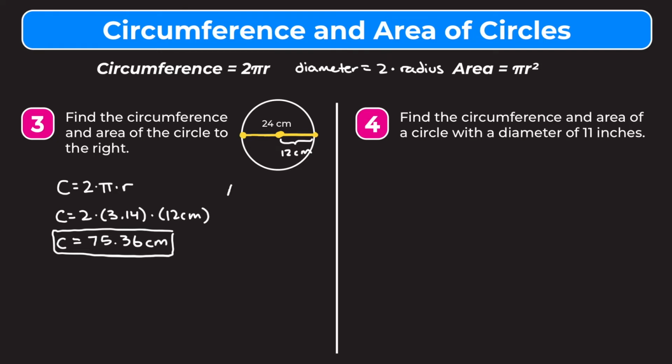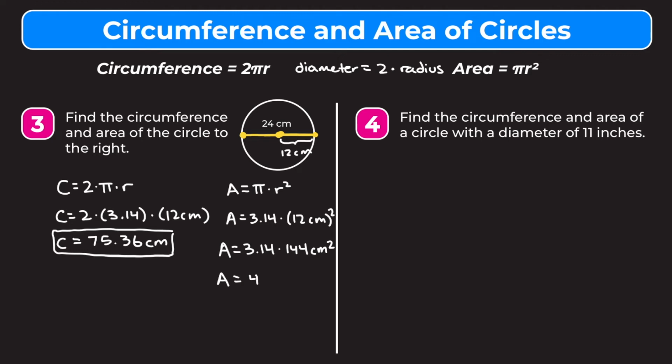And now if we want to do the area, I'll do it over here. So area is pi times the radius squared. So pi is 3.14. And again, our radius is 12 centimeters, so 12 centimeters squared. We're going to keep the 3.14 as it is, and we're going to simplify this 12 centimeters squared. So 12 squared is just 12 times 12, which is 144. And the centimeters are also squared. And finally, we're going to go to our calculator and multiply 144 by 3.14.